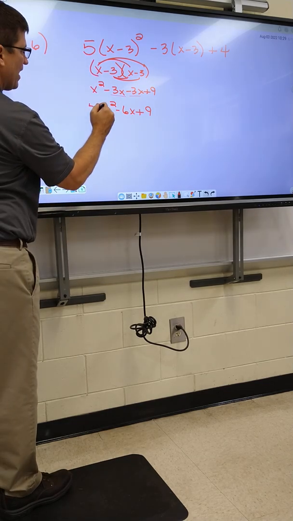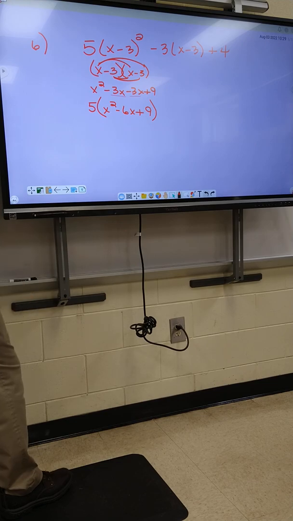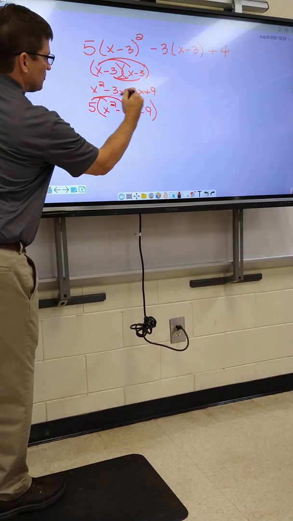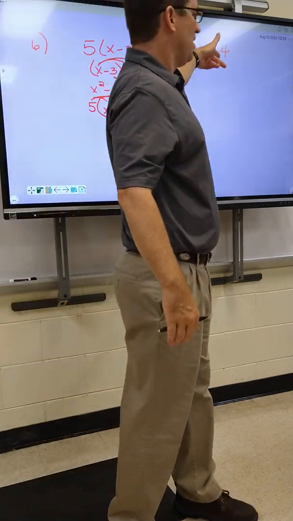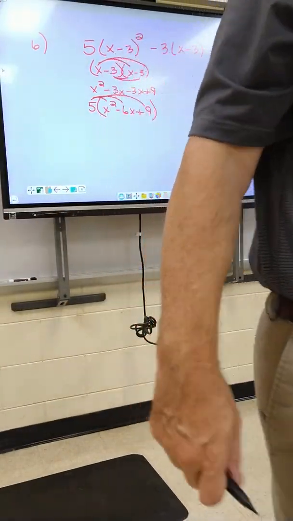You still got to bring the 5 down and put it in front. Now you have to distribute your 5. Do that. Distribute your negative 3 here. Combine like terms. See if you get it.